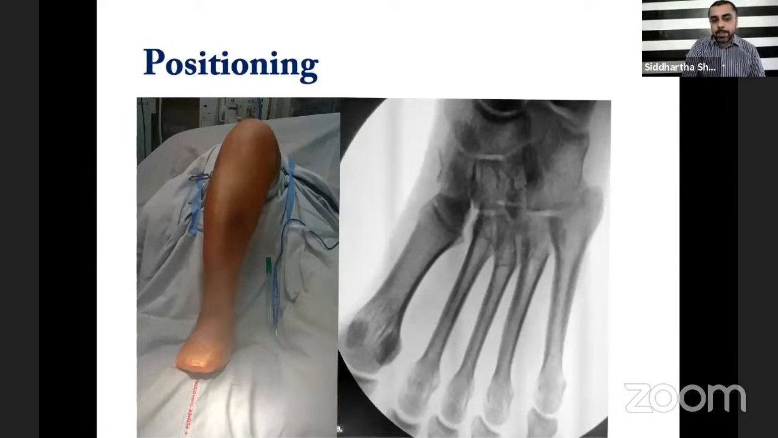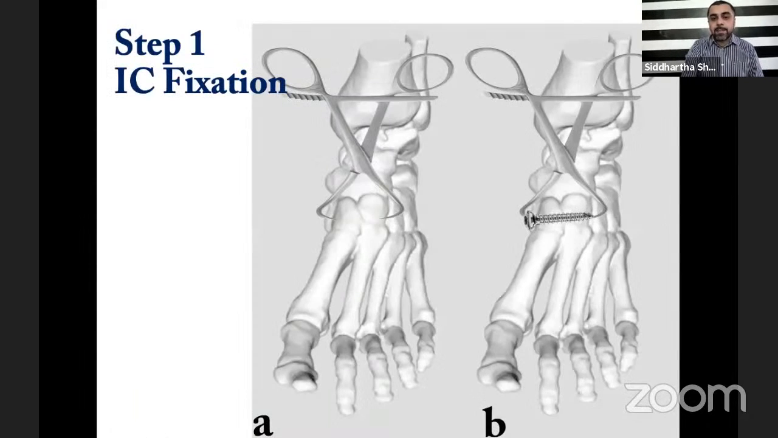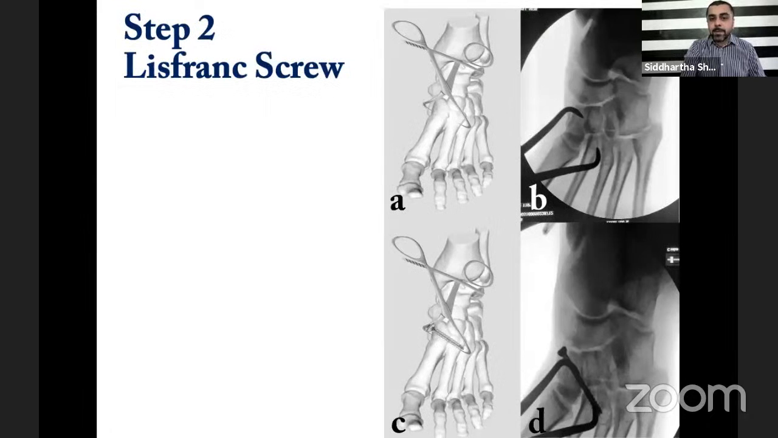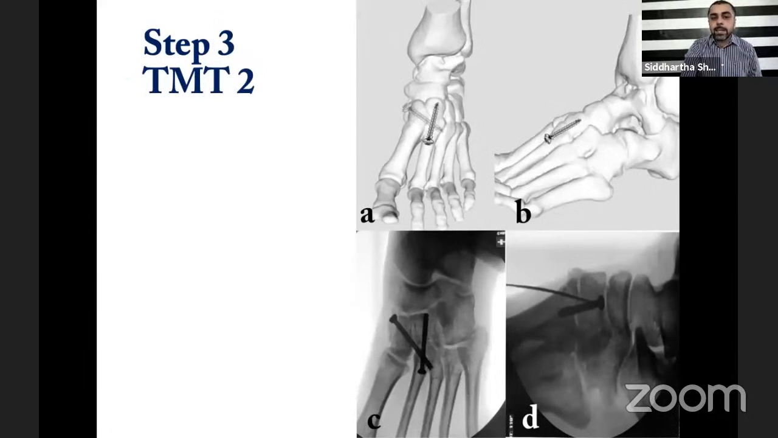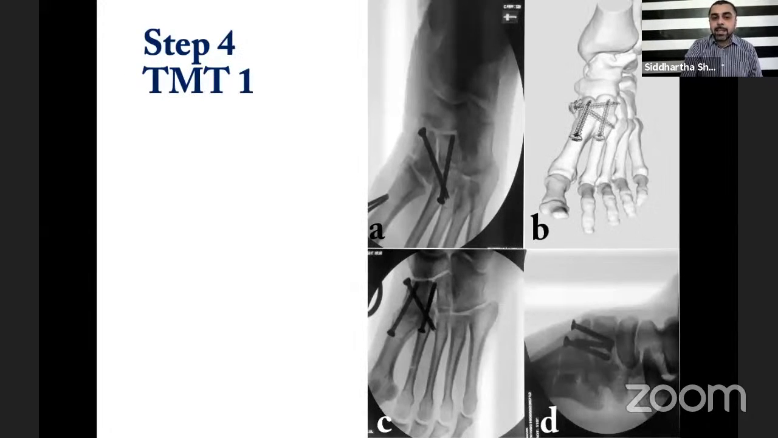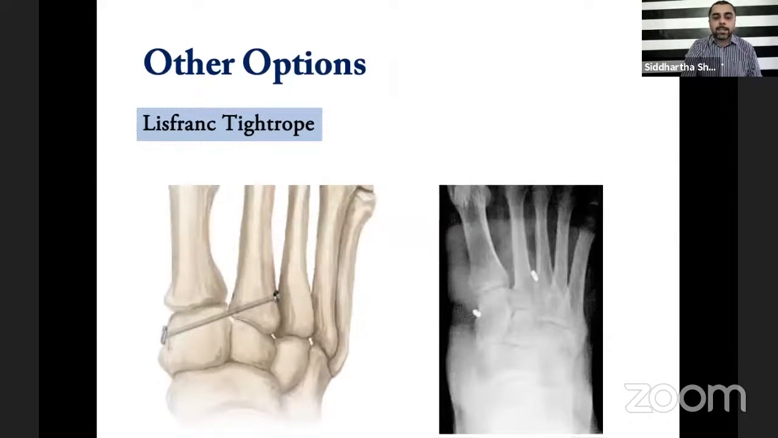This is how we position the patient. We flex the knee, put a bump under the foot to have easy access. The first step is proximal fixation. So if you have intercuneiform instability, fix that. Go in a proximal to distal direction. The second step is to put in your Lisfranc screw, like I've already shown. Secure the tarsometatarsal joint. And then if you have first ray instability, you address that. You also check for the intermediate and the lateral columns. And if you have instability, you address that.